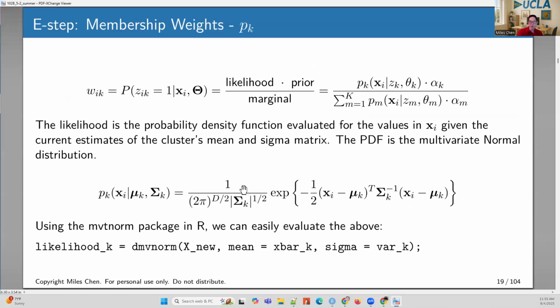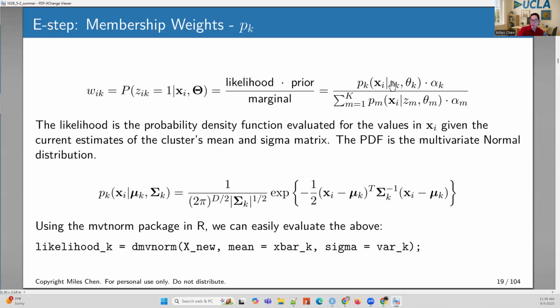The likelihood is just the multivariate normal density function. And so this is the PDF of a multivariate normal distribution. And thankfully, we don't have to work this out. I mean, we could, but we can just use the density function from the multivariate normal package. So we can say, give me the density for the multivariate normal for whatever our test case point is, our new point, given the mean of cluster K and the variance matrix of cluster K. So that's how we're going to calculate our membership weights.